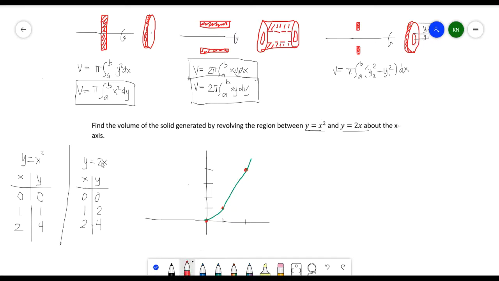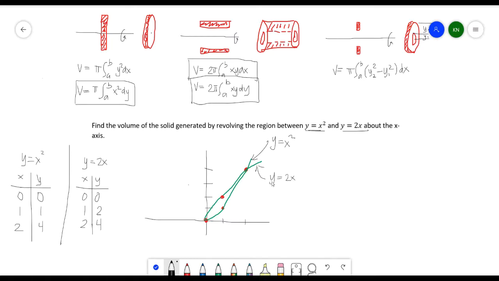Now for the other equation, we have 0, 0. Same, it's here. 1 and 2, so it's around here. Then we have 2 and 4. That's the same around here. Now, if you connect the points, you'll have this curve. So as we know, again, this curve is our y is equal to x squared. And for this curve, we have y is equal to 2x.